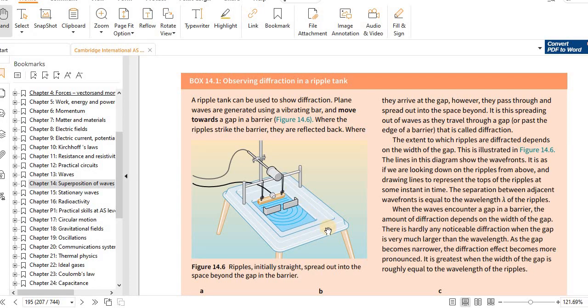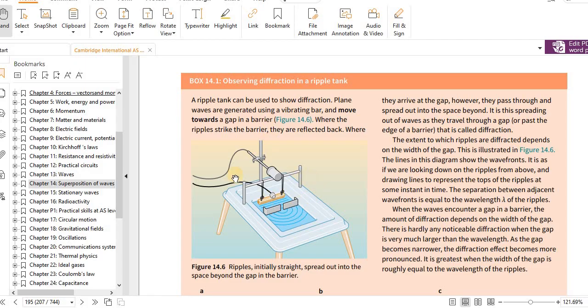Alright, so this is from another textbook which is based on the Cambridge syllabus. You all are doing the Edexcel IAL syllabus, but I prefer using this textbook as well because it has more detail. So if you look at this diagram here, this is a ripple tank and this is a vibrating bar. Now this is connected to a signal generator where we can adjust the frequency at which this bar vibrates. We set it to vibrate and then it produces these plane waves.